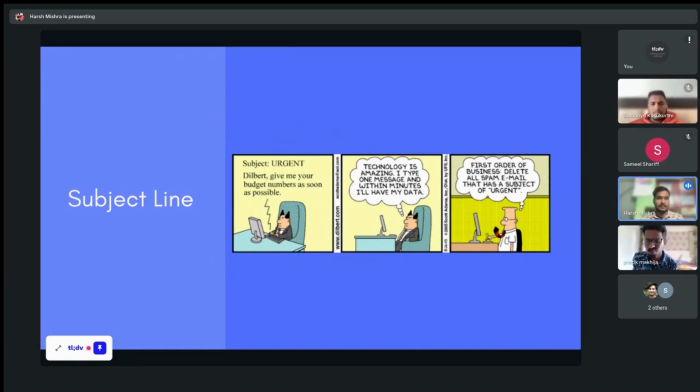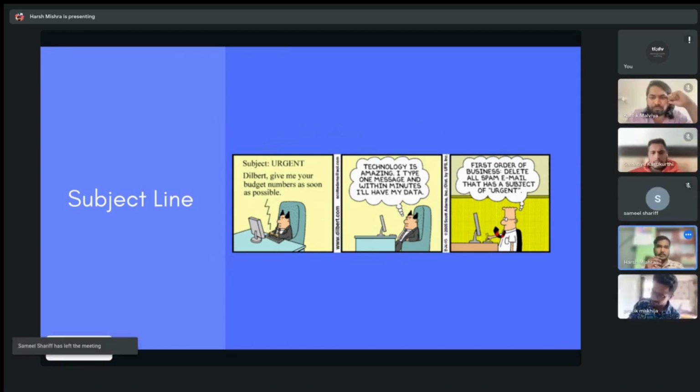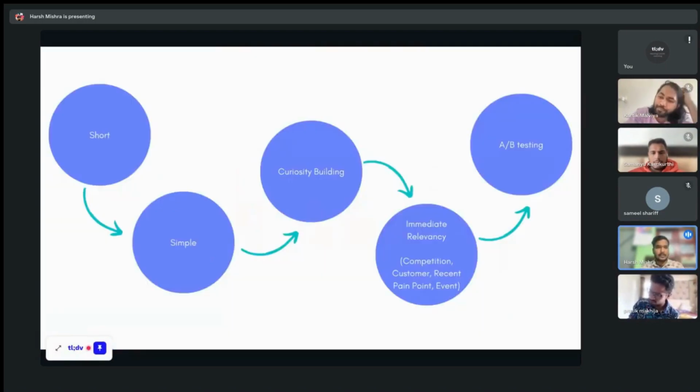Everybody reads those subject lines, and they should be catchy enough, or able to pique somebody's interest enough that they open that email and do not delete it. Subject lines should be short, because longer subject lines get cut off in the preview, and nobody has the time to read and retain all of that knowledge you're trying to give in just a subject line. It should be very, very simple. It should build curiosity, and it should be related to immediate relevancy.